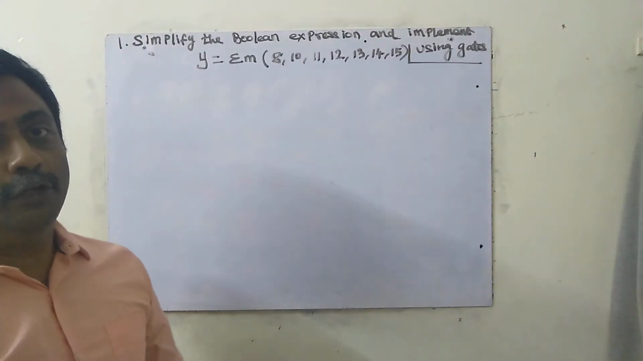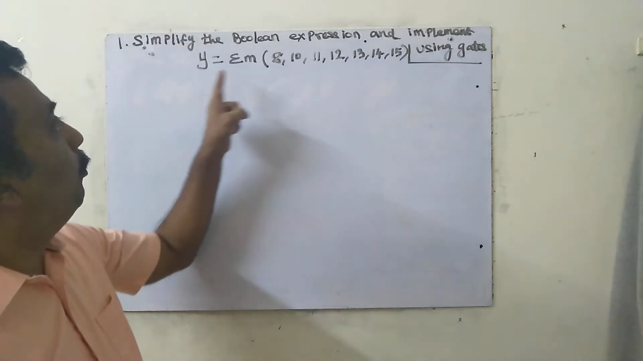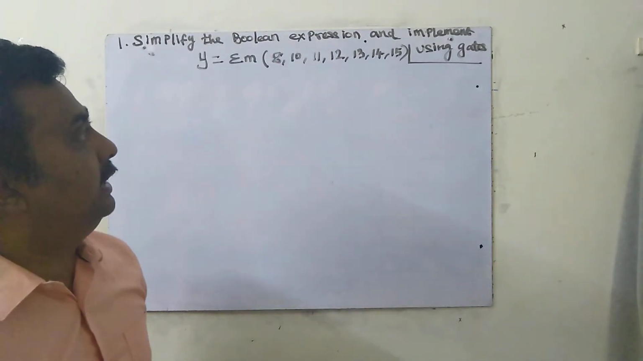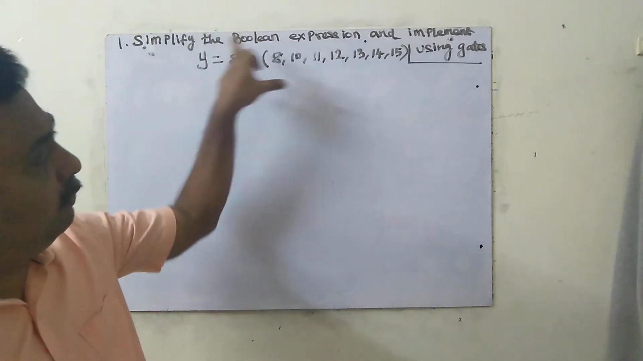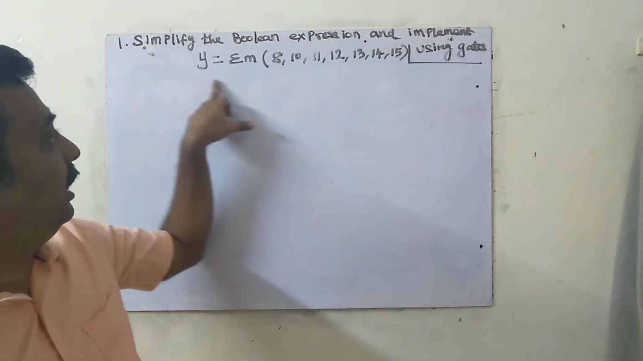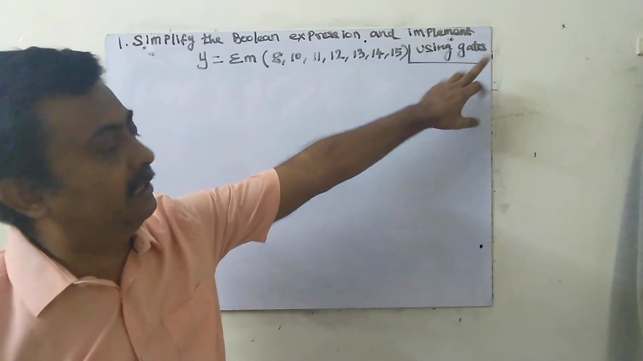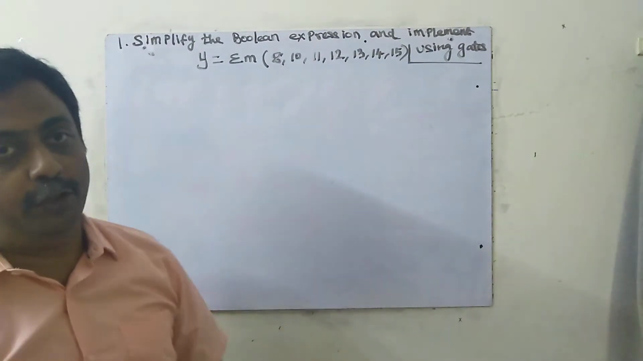Today we are going to talk about simplification of Boolean expressions and implementation using gates. We are given a Boolean expression to simplify and then implement using gates. This is what we are going to see.